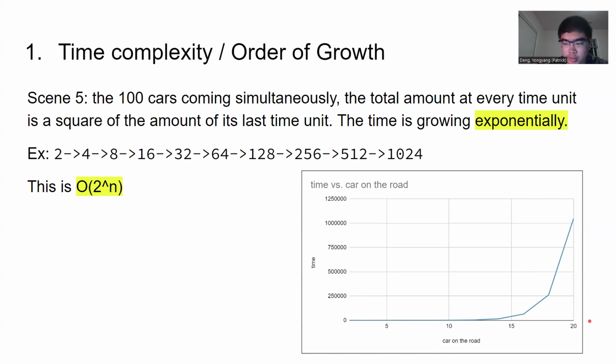Let's say if we have 20, it has reached like 1 million. That applies for big O of 2 to the nth power. This order of growth is the most dramatic one. It has the number of operations growing the most dramatically. So it is very amazing, I think, and it is very horrible.